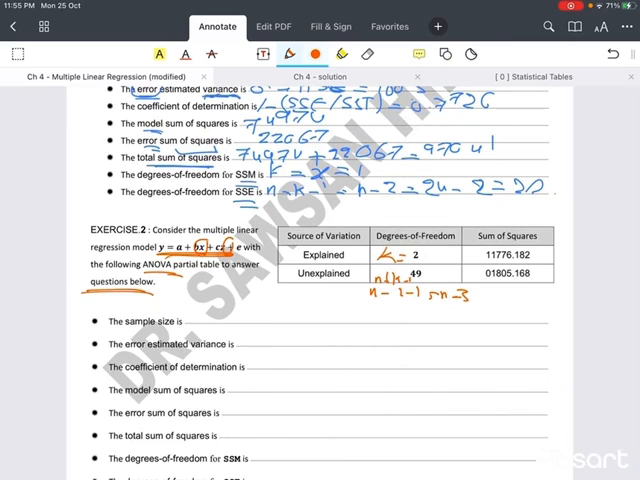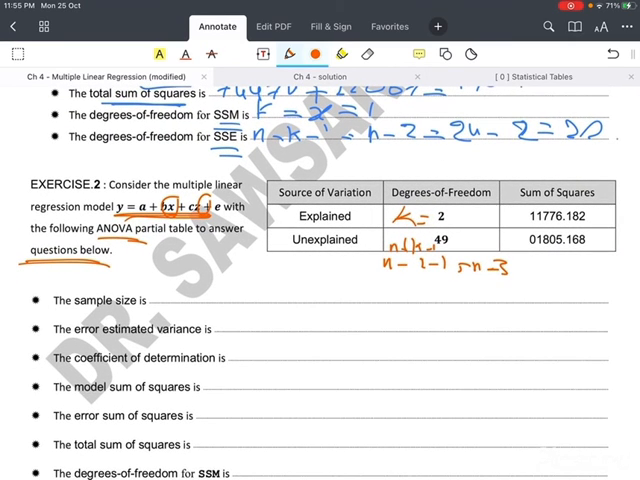So they need the sample size. You can find it from here. N minus 3 equals 49. Then N will be 49 plus 3, because we take it to the other side. It will be 52.